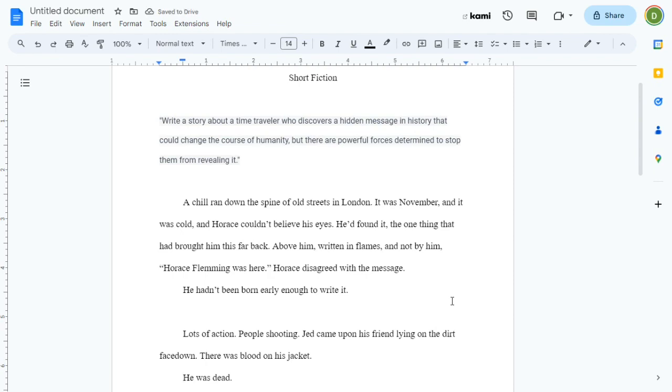So you see the momentum here, right? But what happens if we take "he was dead" and we put it in a new paragraph? Jed came upon his friend lying on the dirt face down. There was blood on his jacket. He was dead. Just adding all that white space changes the rhythm of the reading experience and hits the emotion just a little bit differently. It's something you just have to play with because maybe you want it to keep going like this. You want the pacing to be fast paced. But if you want to zoom in and you want just that, the dead friend, three words, and all the emotion that comes from it, there it is.